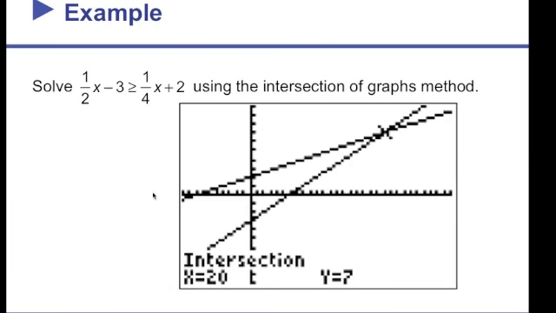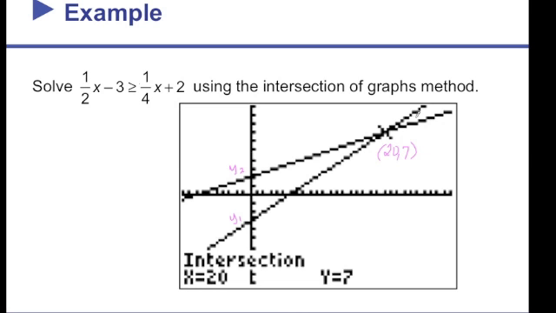Having used my calculator, here's where I found the intersection. Now the intersection, we can tell, is the point (20, 27). This equation is my y1, and this equation is my y2. We want the y1 equation to be greater than or equal to the y2.